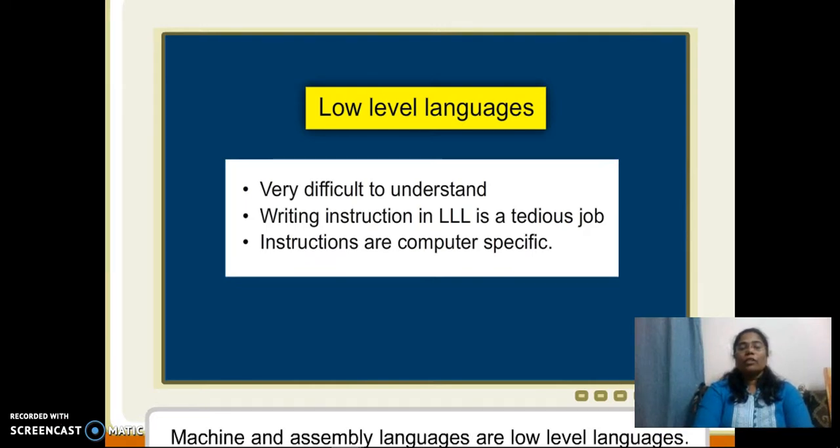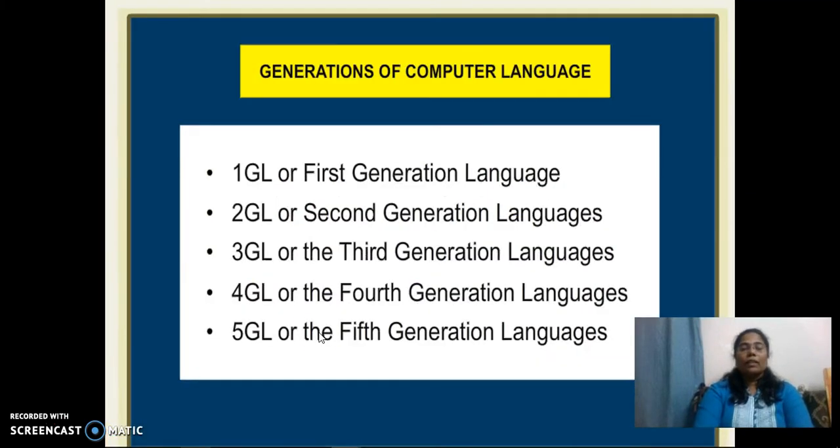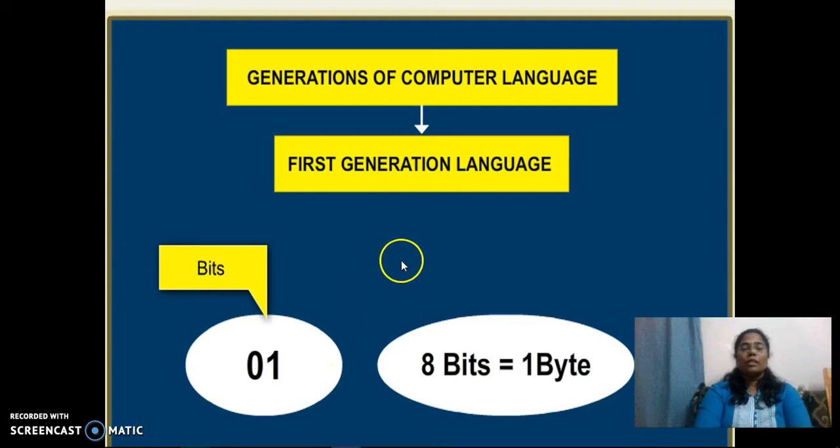Low-level languages are very difficult to understand, because writing instructions in a low-level language is a tedious job and the instructions are computer specific. Then here you see the generations of computer language: first generation, second generation, third generation, fourth generation and the fifth generation language. We'll see them now one by one.